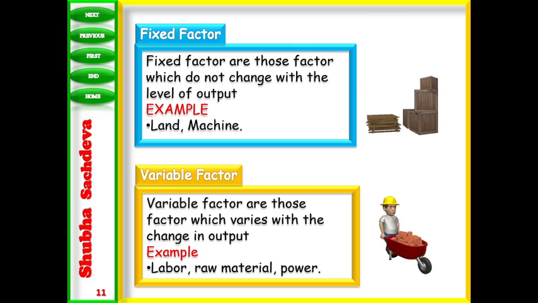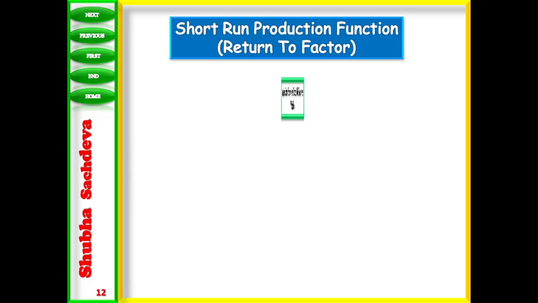But when we talk about a variable factor, it always varies or changes with the change in the output. Output changes, variable factor changes. Like labor changes, raw material changes, electricity we use.